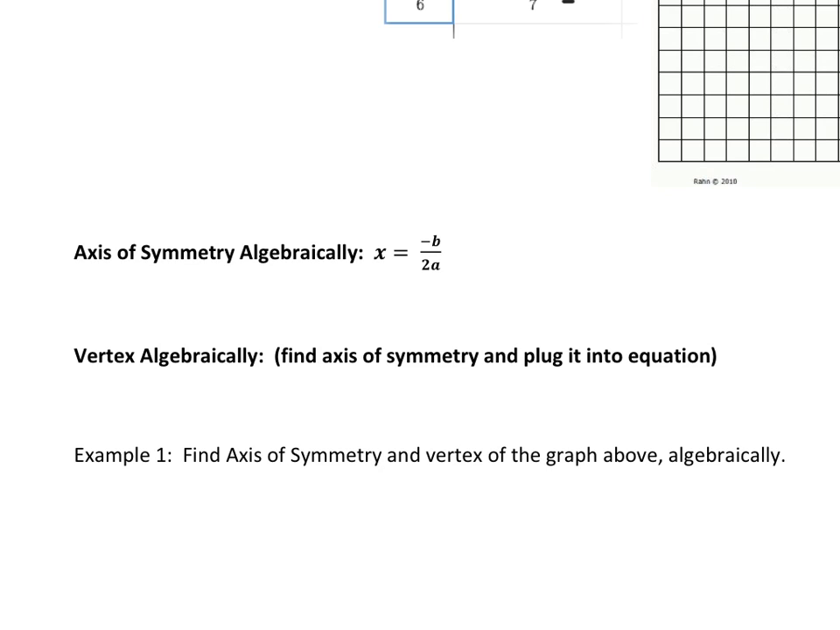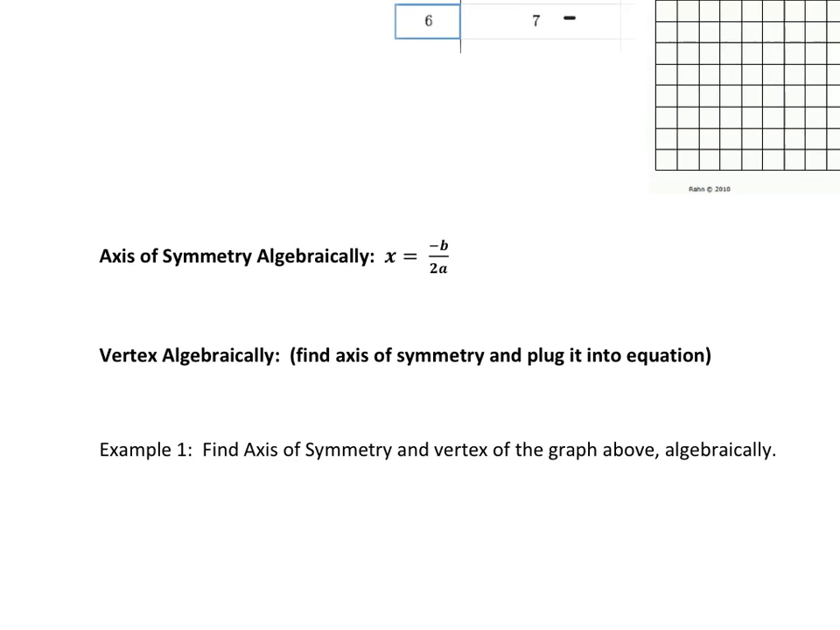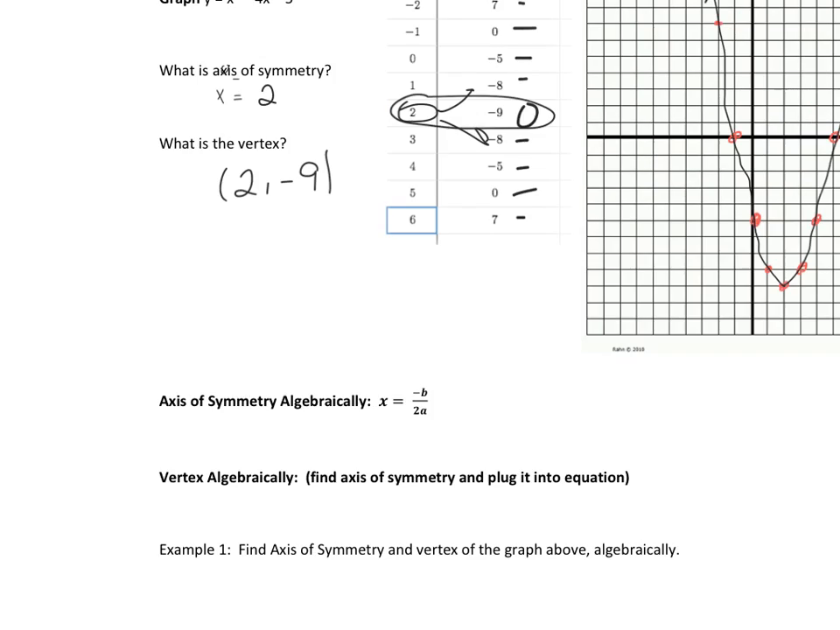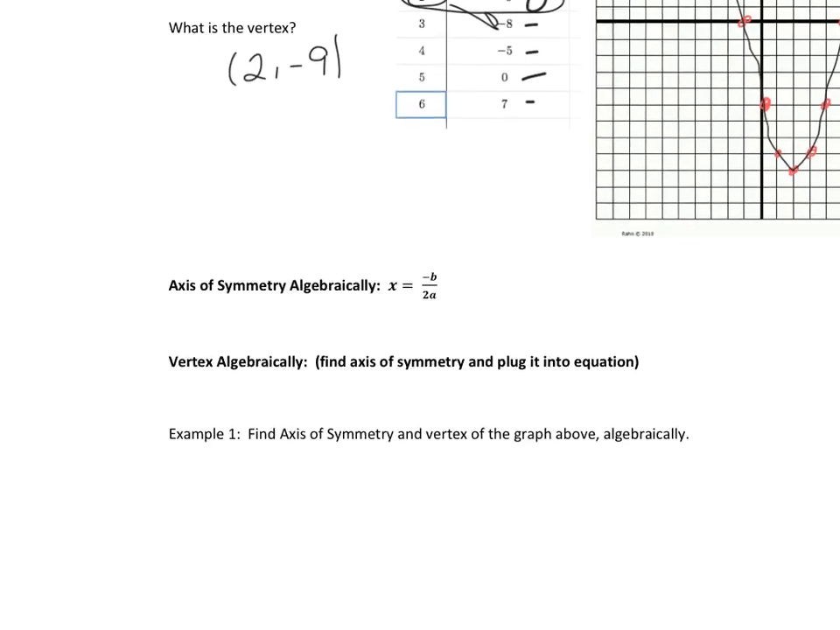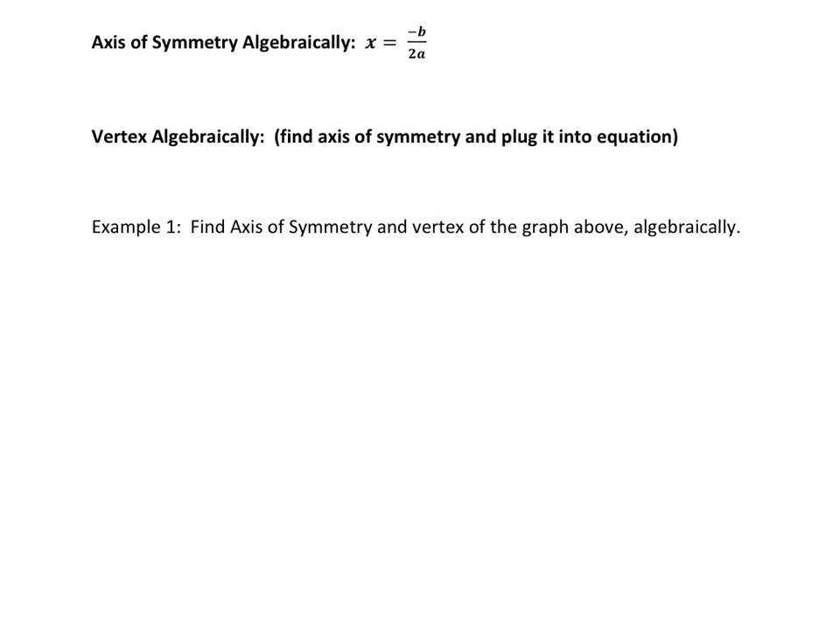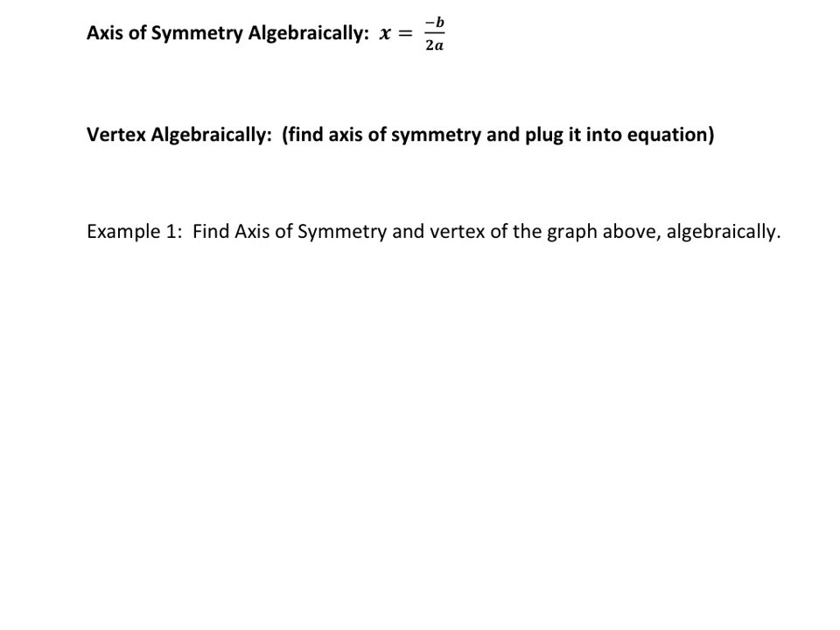So to find our axis of symmetry, we simply just do the formula, and we do negative b over 2a. So for example 1, we want to find the axis of symmetry and the vertex of the graph above algebraically. So what I'm going to do is rewrite our equation: y equals x squared minus 4x minus 5.